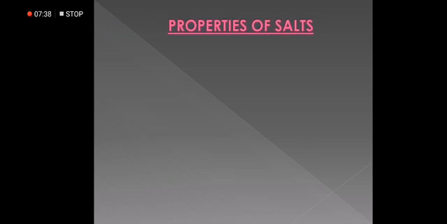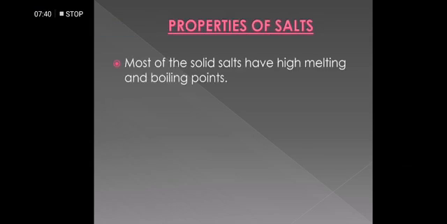Let us discuss the properties of salts. Most of the solid salts have high melting and boiling points. For example, sodium chloride is a salt which has a melting point of 800 degrees Celsius, and it has a boiling point which is even more than 1400 degrees Celsius. Most of the salts are soluble in water.